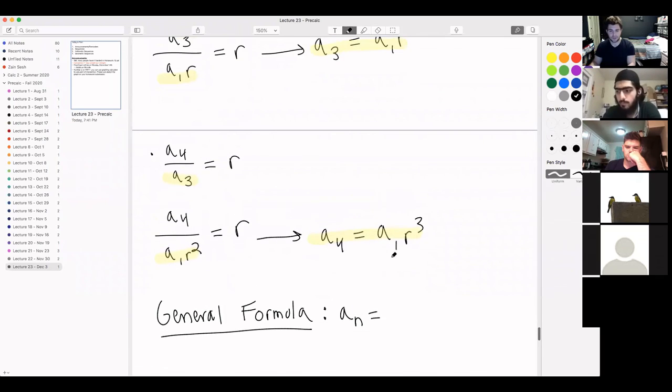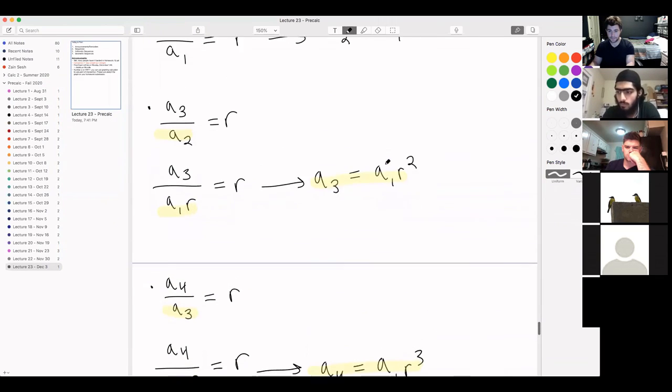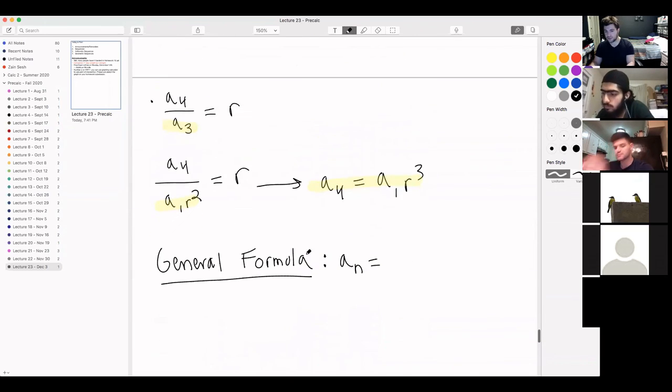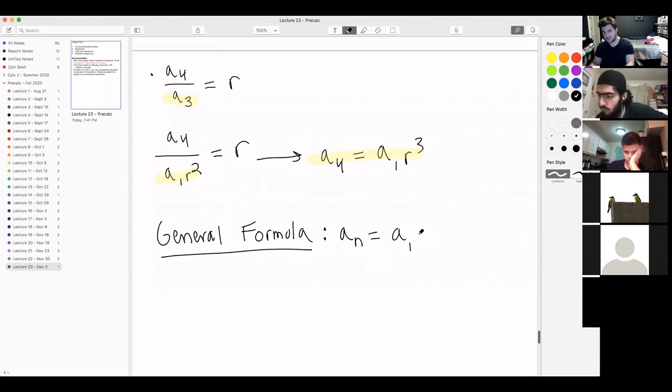So what's present in all of these is a1, a1r squared, a1r cubed. So it ought to be a1 times something. A1 r to the n minus 1. That might be wrong. Yeah, no, that's good. So just confirm with me that you said a sub 1 times r to the n minus 1 power.